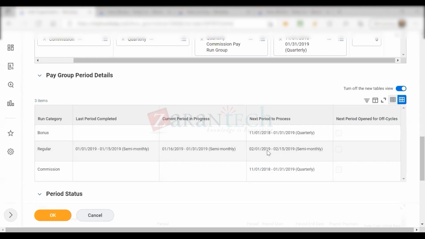If somebody asks you the question, do you know what period is in process? Go to pay group, come to this section, and this will tell you everything. You can tell that there is nothing processed or calculated for bonus and commission, but for regular, I can see that the current period, which is in calculation, is 1/16 to 1/31, the one completed prior to that, and the next will be 2/1 to 2/15.